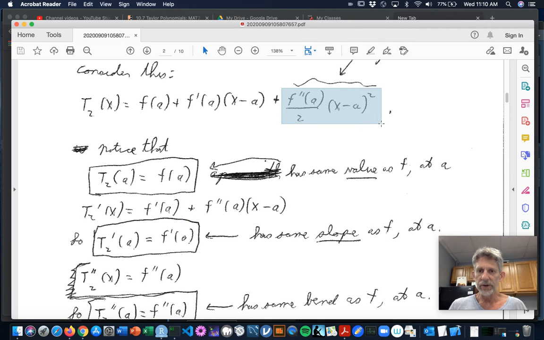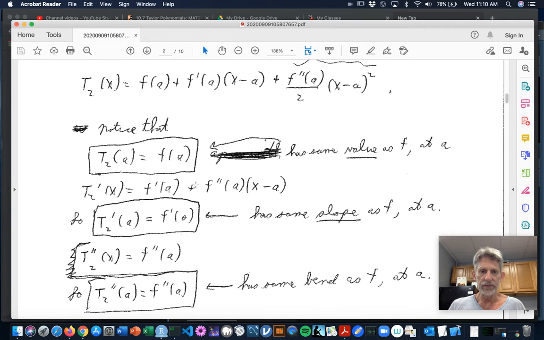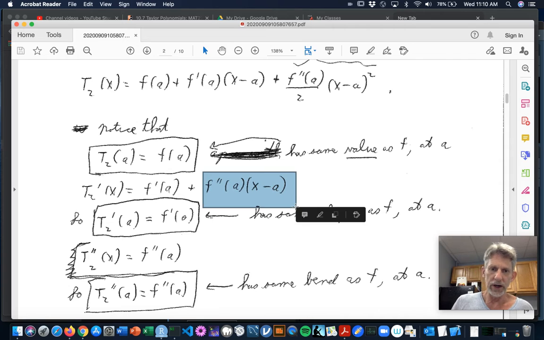And when I take the derivative of this third term, I'll have this constant times the derivative of x minus a squared, which is twice x minus a times, says the chain rule, the 1. And so there'll be some cancellation. The 2 will cancel with the 2 on the bottom, and you'll only have f double prime of a times x minus a to the first power.